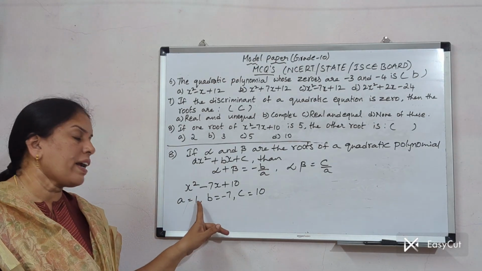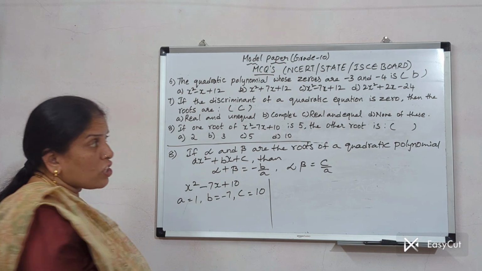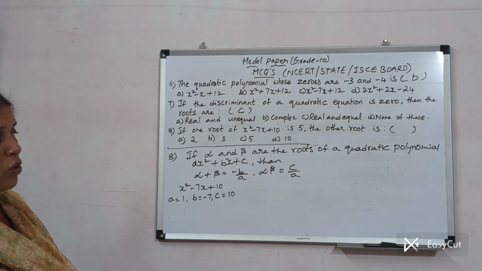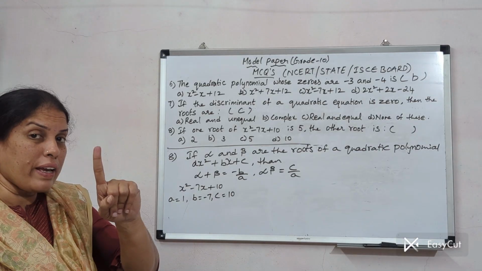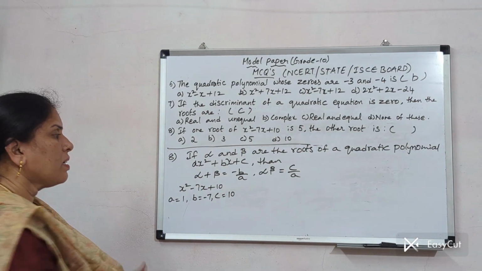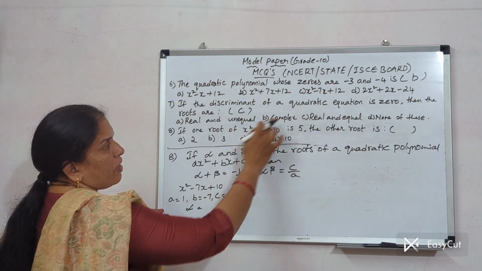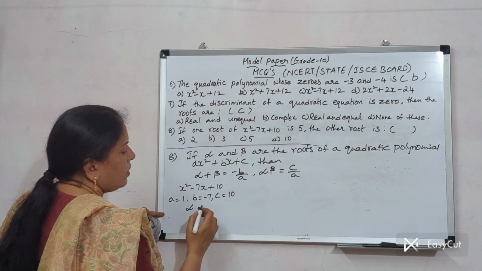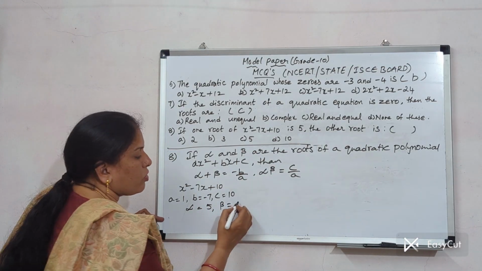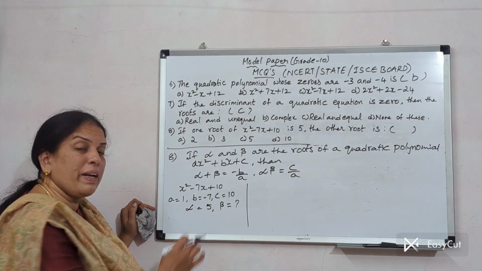This is a quadratic polynomial. We got the a, b, c values. Now, in the question, what have they given? One root is 5. One root they gave. That means alpha and beta are the two roots. Alpha is equal to 5, they have given. Then find the other root. The other root means you must find the beta value. Beta is equal to question mark. All of you understood? We want the beta value.